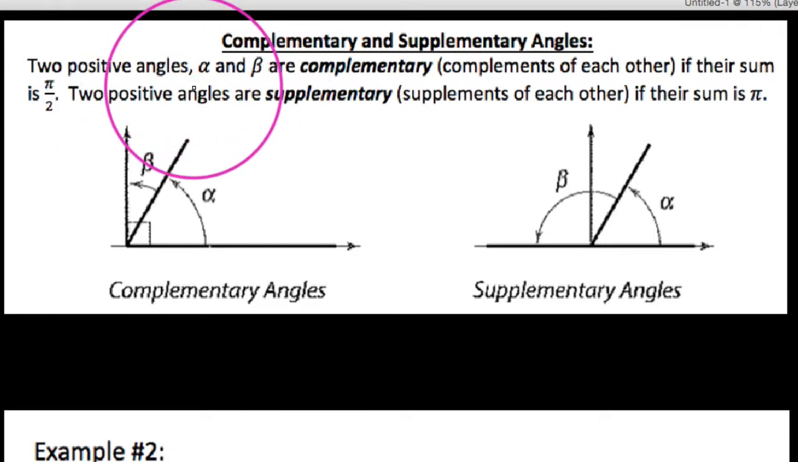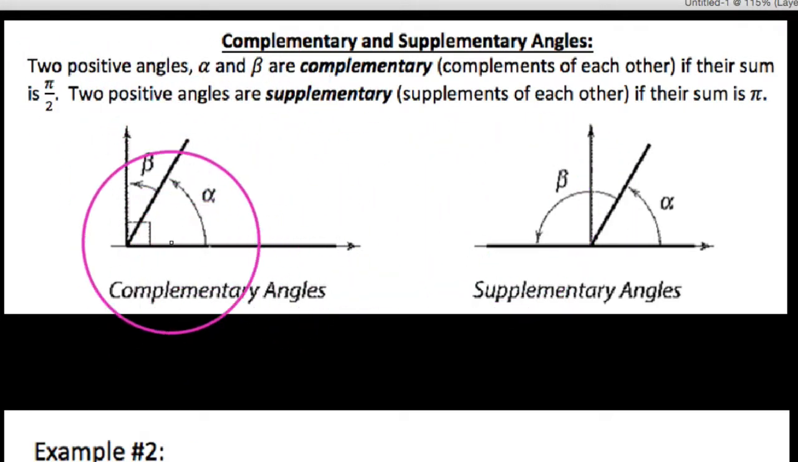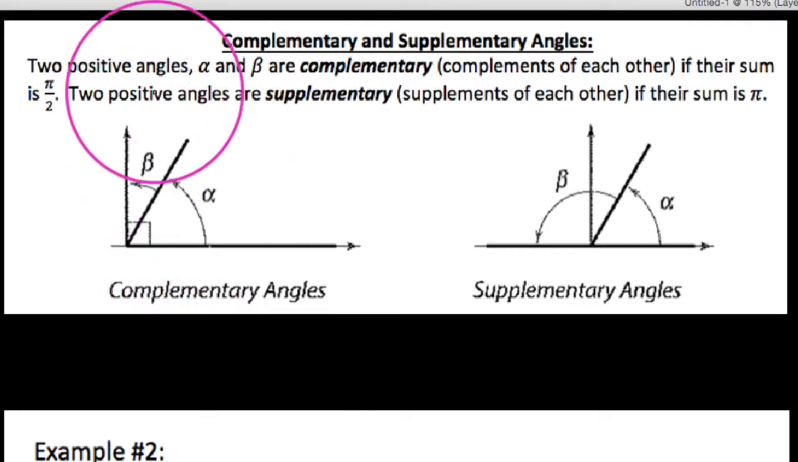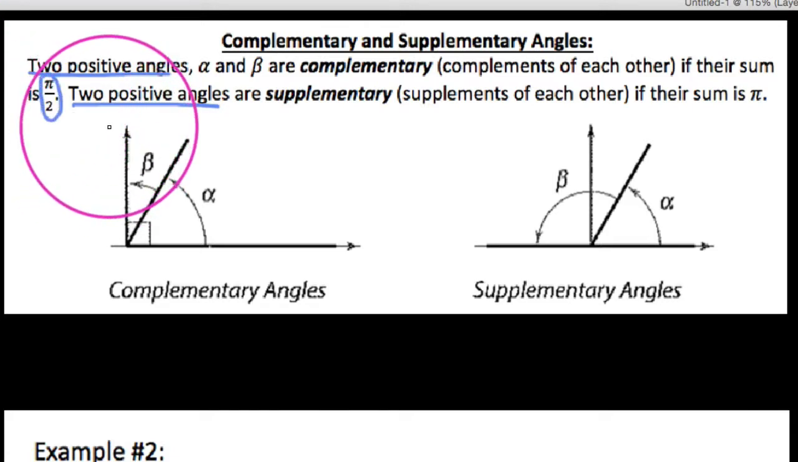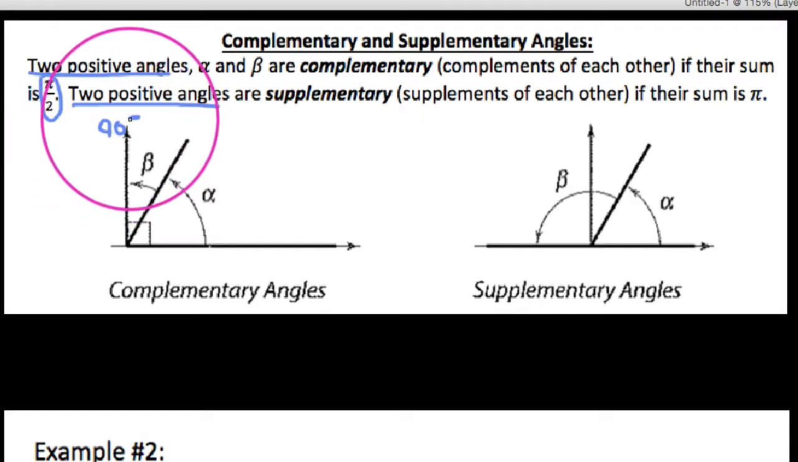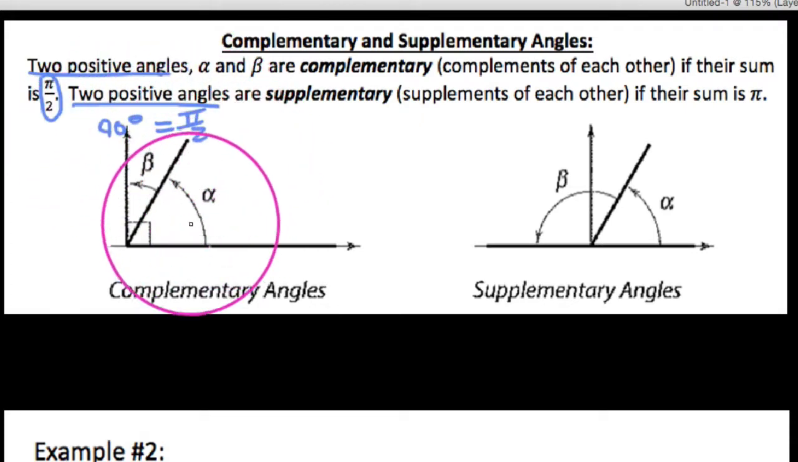Okay, let's start with the definition of these two things. We say that two positive angles, we'll say alpha and beta, and you notice I give the two diagrams here, are complementary if and only if, first of all, they are both positive angles, and their sum is pi halves, or 90 degrees, which is the same thing as pi halves radians. So two angles that sum to pi halves and are both positive are complementary angles.